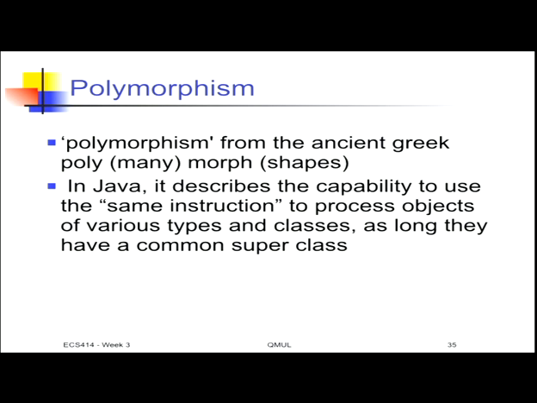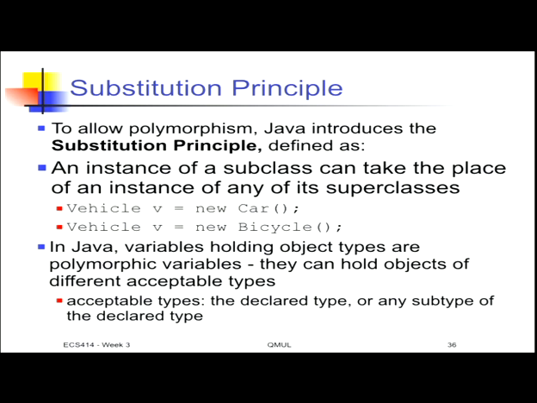So, we make statements at the level of a superclass, and then these statements may have a different interpretation in the subclasses of this class. How this can happen, and here we go back to that line of code we were seeing before, is because of something very important in Java called the substitution principle. The substitution principle says that in Java, an instance of a subclass can take the place of an instance of any of its superclasses.